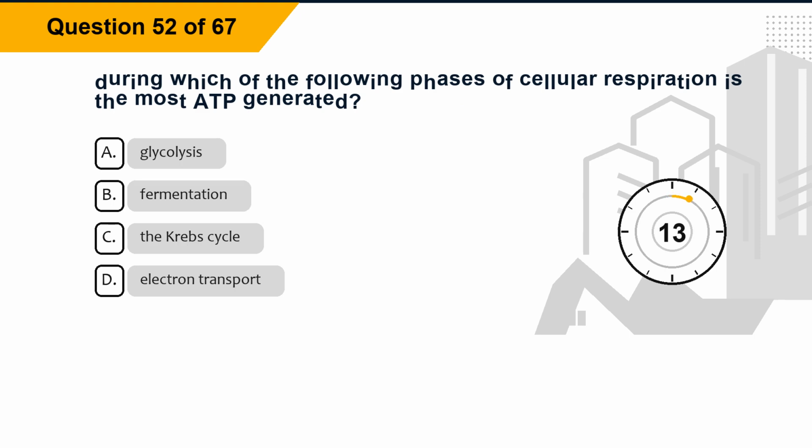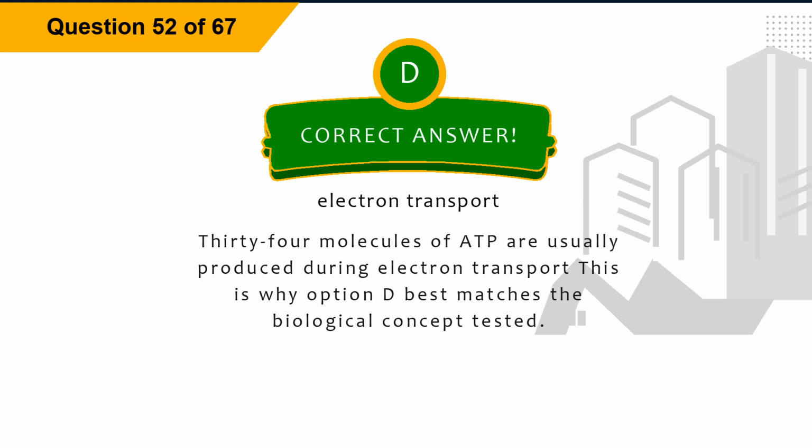Question 52. During which of the following phases of cellular respiration is the most ADP generated? Option A. Glycolysis. Option B. Fermentation. Option C. The Krebs cycle. Option D. Electron transport. The correct answer is option D. Electron transport. Explanation. 34 molecules of ATP are usually produced during electron transport. This is why option D best matches the biological concept tested.